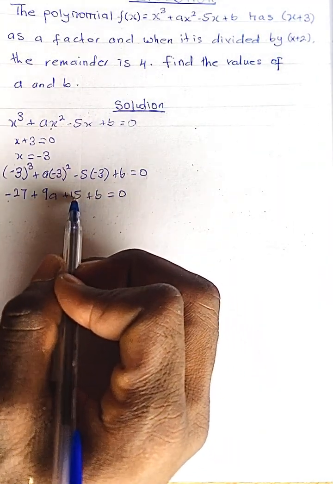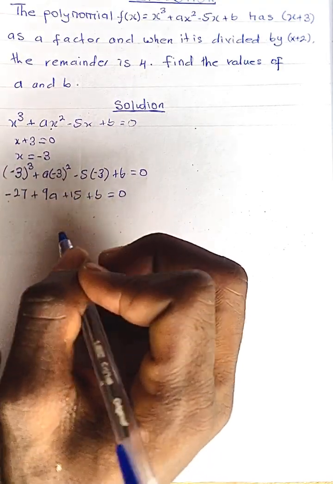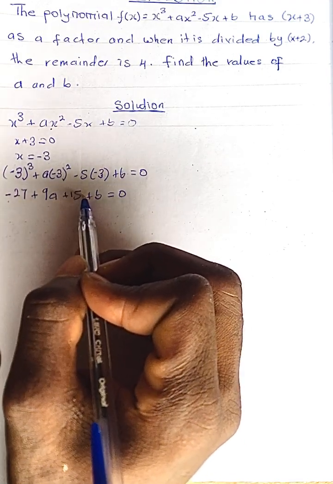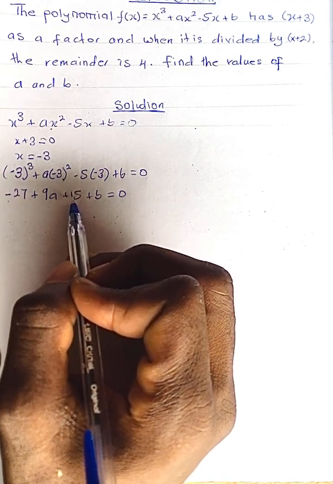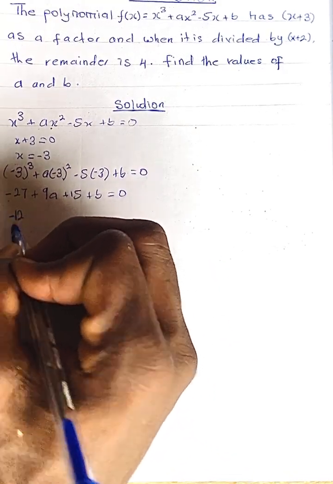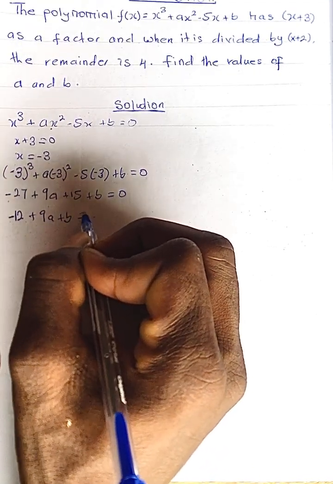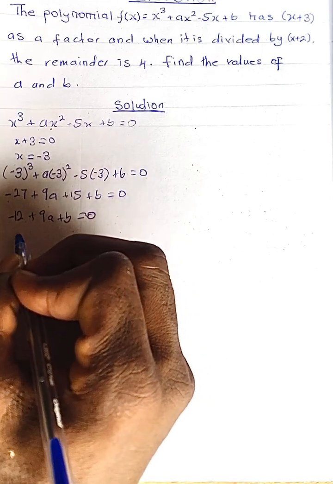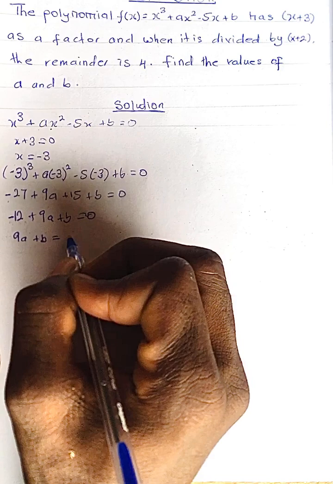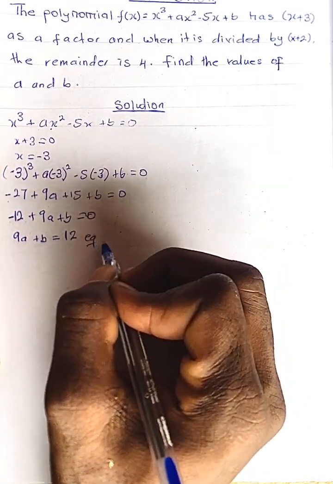Then let's solve this here. Negative 27 plus 15 gives us negative 12, so negative 12 plus 9a plus b equal to 0. So 9a plus b is equal to 12. This is our equation 1.